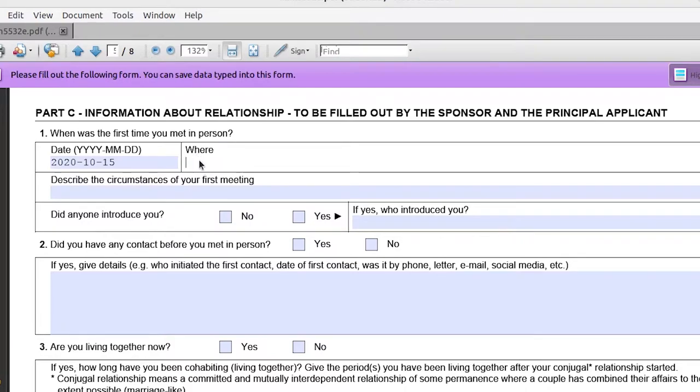Where did you meet? So we met in Barbecue Nation for lunch. If you can add the address of that particular place, you must add it. This is an Indian restaurant in Mohali. All right.